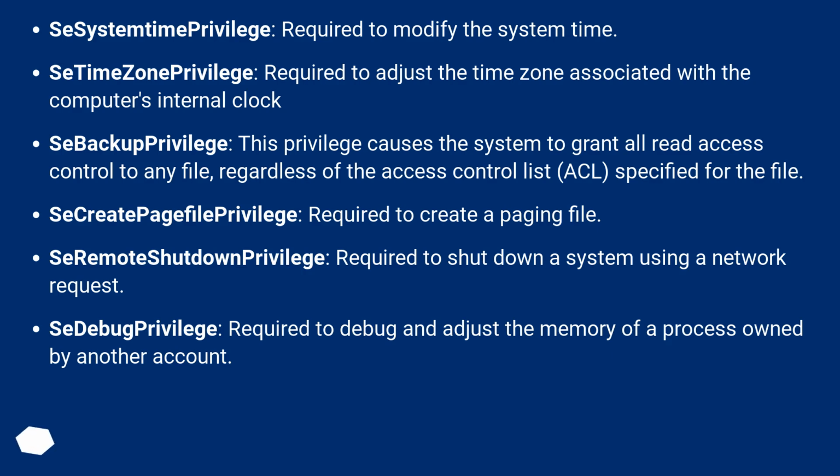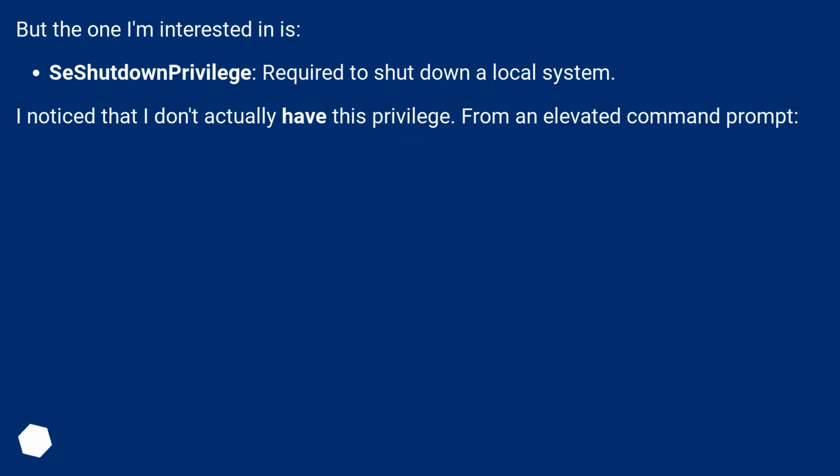SeCreatePagefile privilege, required to create a paging file. SeRemoteShutdown privilege, required to shut down a system using a network request. SeDebug privilege, required to debug and adjust the memory of a process owned by another account. But the one I'm interested in is SeShutdown privilege, required to shut down a local system.